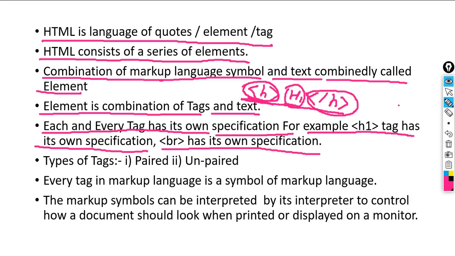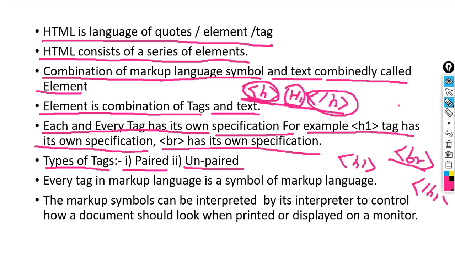Okay, now here we need to understand two things. What are the two things? Types of tags. There are two types of tags: one is paired tags and another one is unpaired tags. Let me tell you one example of an unpaired tag, br. There is only an opening, but when I am using the h1 tag, it has to be closed with slash h1. So this is an example of an unpaired tag and this is an example of a paired tag. Every tag in markup language is a symbol of markup language.